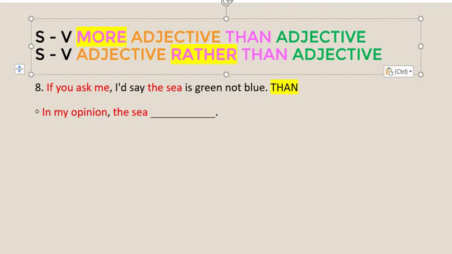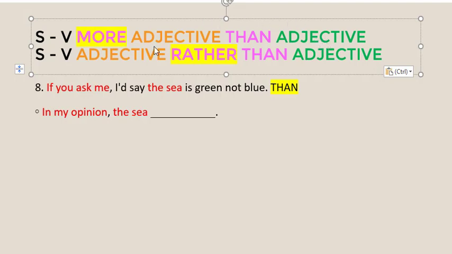Let's continue to number 8. Okay, this is number 8. This is the last question. Look at the question: "If you ask me, I'd say the sea is green, not blue." For this number, we have to use "than" to create a new sentence which means the same as the question. But if we take a look at the patterns, there are two patterns we can use. The first is subject, verb, more adjective than adjective. The second is subject, verb, adjective rather than adjective. Both are the same. Both are used to compare two adjectives.